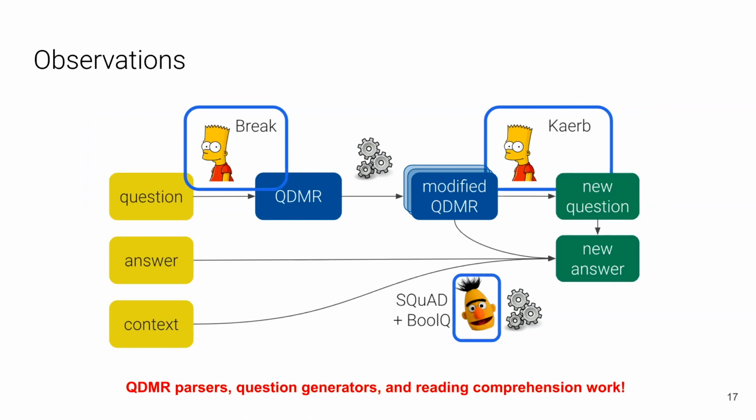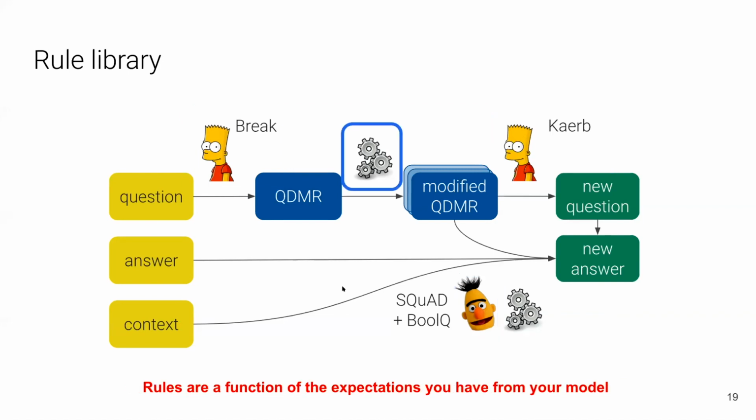The second thing to notice, which is interesting, is that this pipeline is based on a bunch of models. One of them is a QDMR parser. The other is a question generator. And the last one is a reading comprehension model. And we're at a point that these things are good enough such that this works, as I will show later. We should expect that as time goes by, these models will improve, we will be better at these tasks, and therefore this pipeline will produce more and more accurate examples.